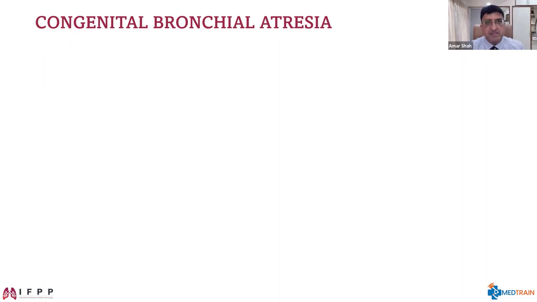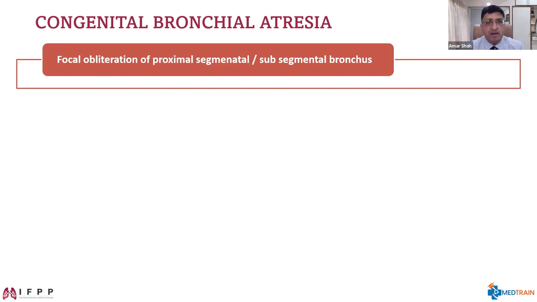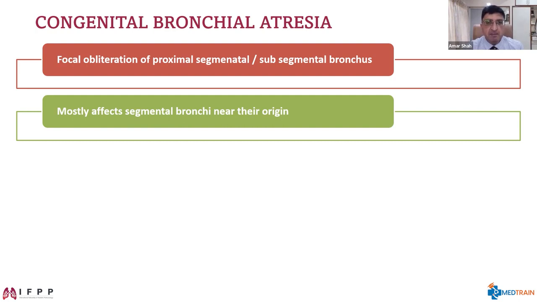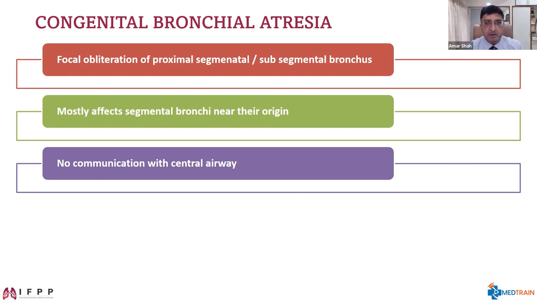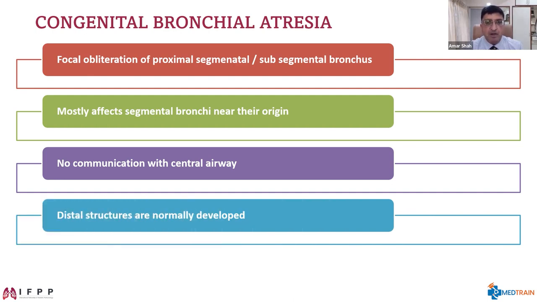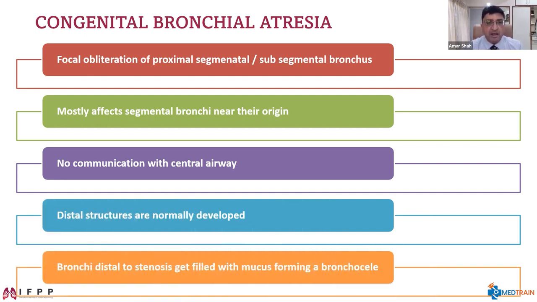Coming to the first problem, which is congenital bronchial atresia. Bronchial atresia happens because of focal obliteration of the proximal segmental or subsegmental bronchus. It mostly affects the segmental bronchi near their origin. There is no communication between this segment and the central airway. The distal structures are, however, normally developed, and the bronchi distal to the atresia get filled with mucus, forming a bronchocele. As I said, there is no communication with the central airway, and hence mucus gets collected, forming what is called a bronchocele.